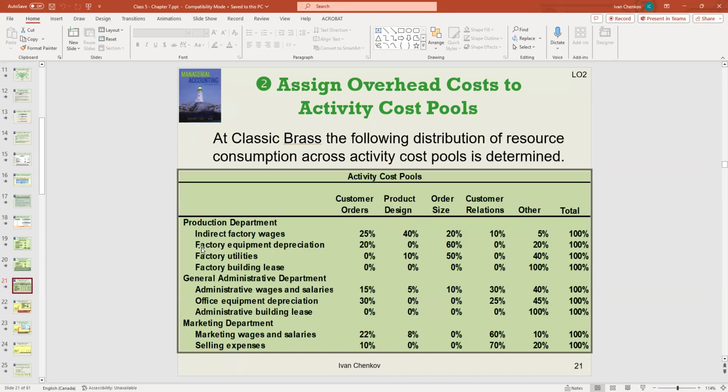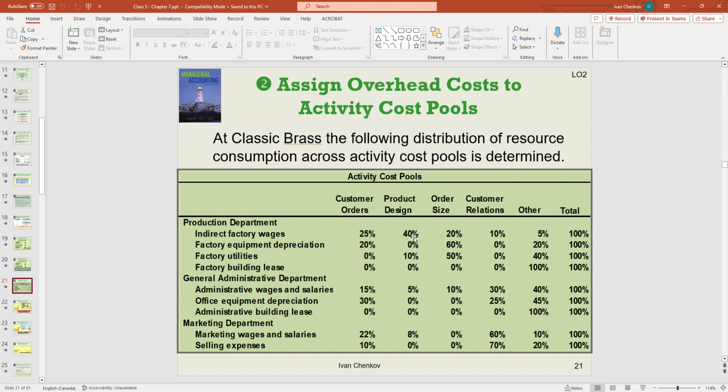Then we're going to do the same thing for the factory equipment, factory utilities, and all the other elements of the cost. Now, once I have this, I can easily assign the cost to the customer order. 25% of the indirect factory, which is $500,000, is going to go to the customer order.